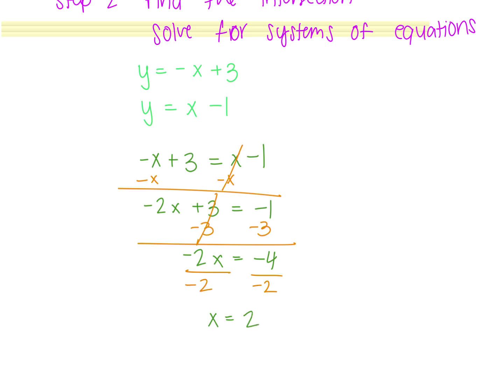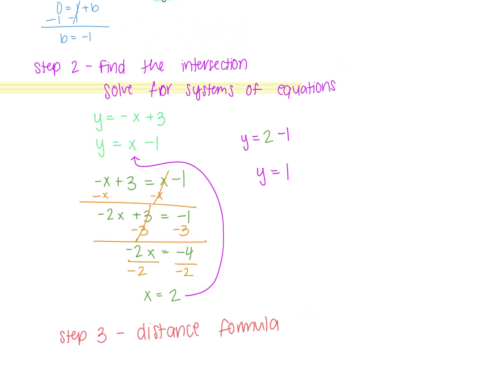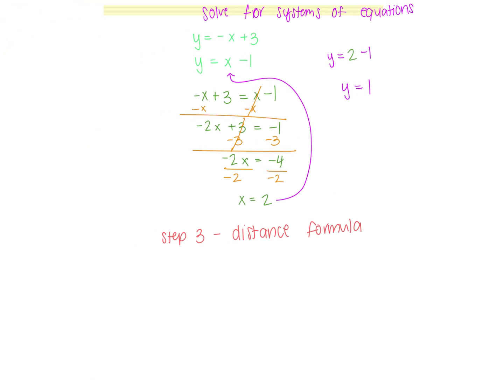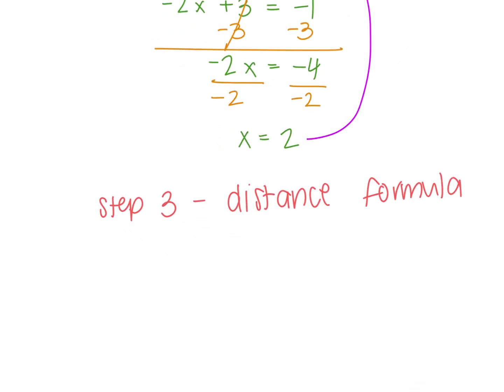How do you think I would find my y? Plug in. Good, all you have to do is plug it in. So I'm going to take this, and I'm just going to plug it into this one. I'm going to get y equals 2 minus 1. And what's 2 minus 1? Y equals 1. And then step 3 is to now plug it into the distance formula. If we forgot the distance formula, please remember the distance formula. So I'm going to use my coordinates. I'm going to use the ones they gave me. So going back to the top, it was 1, 0. And then what I solved for, which was 2, 1.